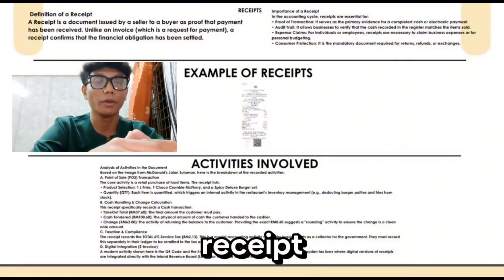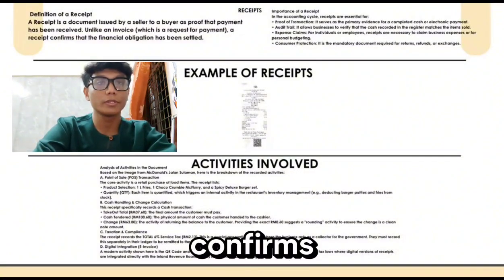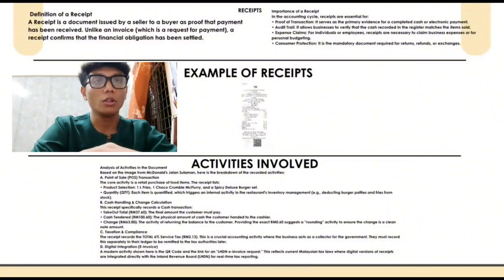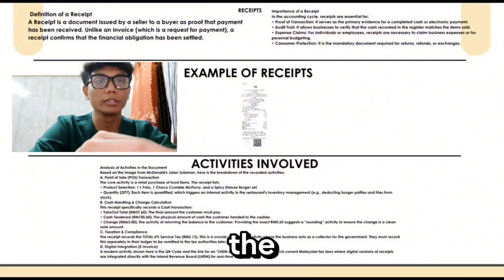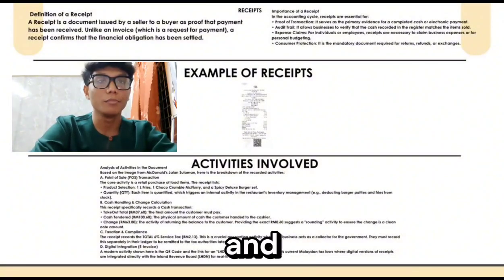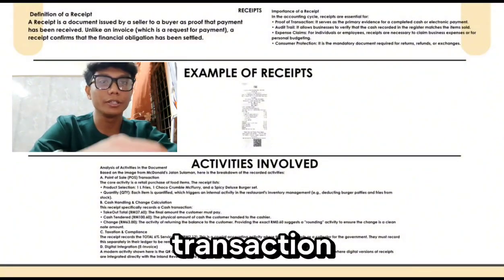Next is the receipt. Unlike an invoice, which asks for money, the receipt confirms that the money has been received. Look at this McDonald's receipt. It shows the exact item bought, the 6% service tax, and most importantly, the cash tendered. This proves that the transaction is closed.